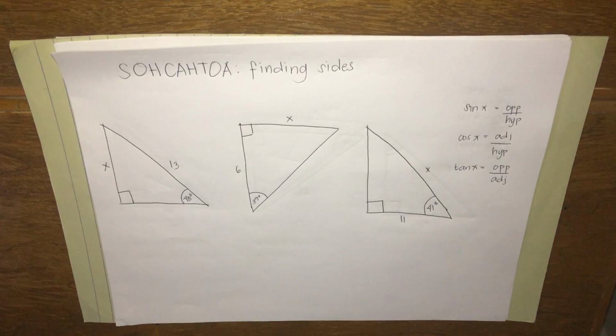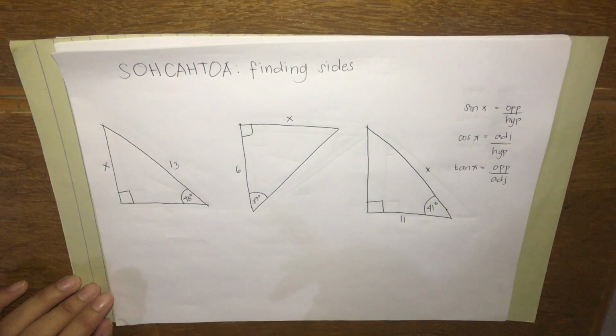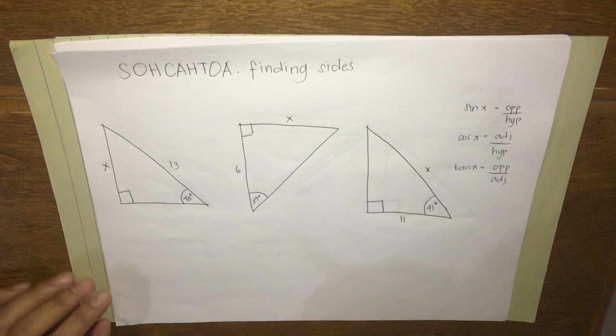I am going to teach you how to find the missing sides and the missing angles of a right triangle using the SOH CAH TOA equation. First, let's discuss how we are going to find the missing sides of a right triangle. We're going to identify which are the missing sides and which are the known sides.